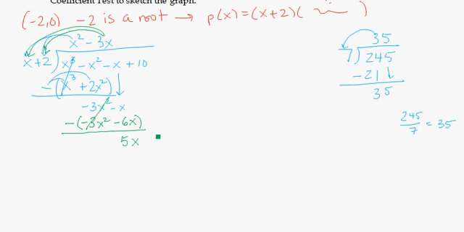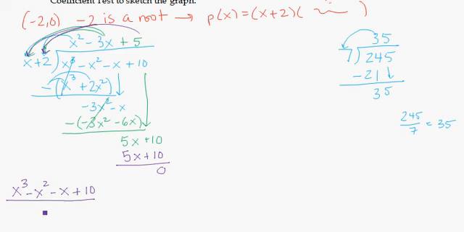And then again, I carry down the next term and ask myself, finally, how many times does x go into 5x plus 10? And x goes into 5x 5 times. And so finally, I multiply the 5 by the x and the 5 by the 2. And so I get 5x plus 10 with no remainder. So that tells me, finally, that if I divide x cubed minus x squared minus x plus 10 by x plus 2, I get x squared minus 3x plus 5.